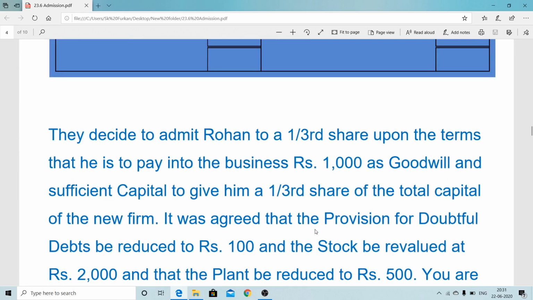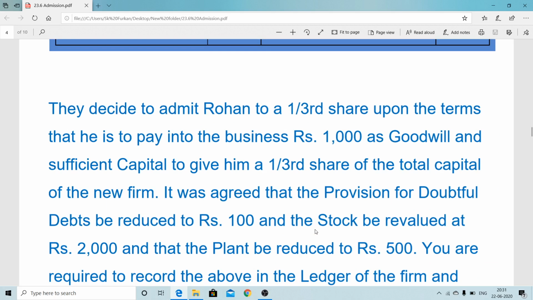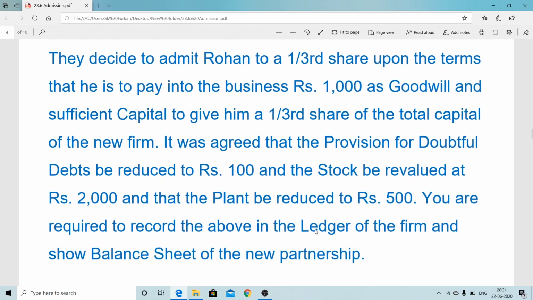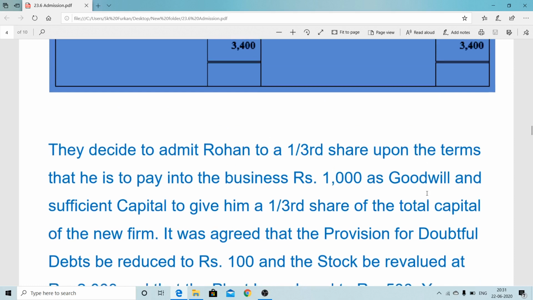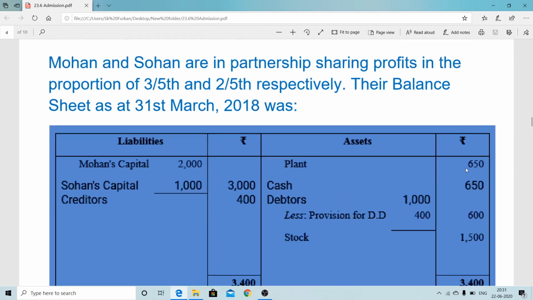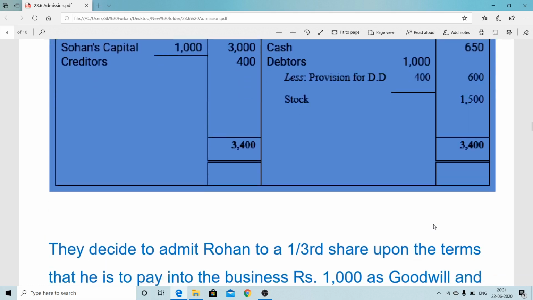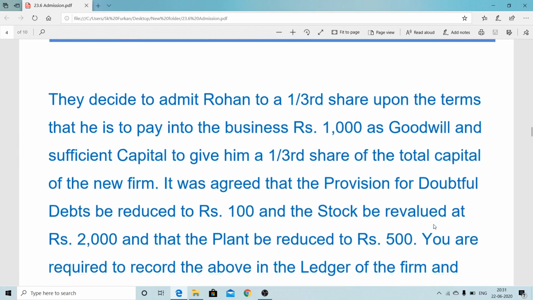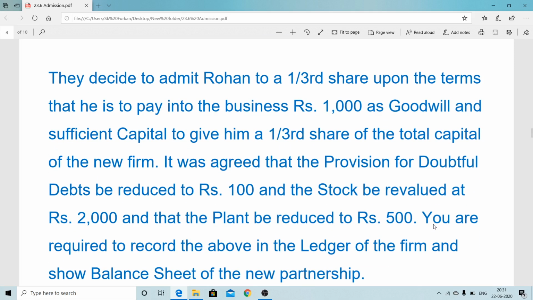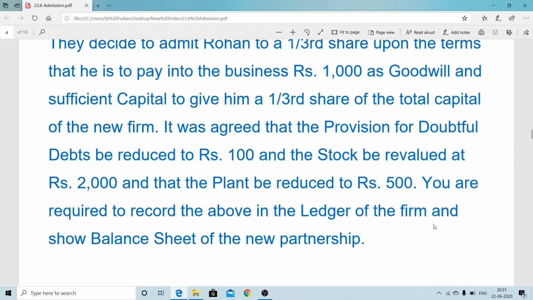Means 500 increases. We know the treatment when asset value increases. Plant be reduced to rupees 500. Let's see the plant below, 650. So it is decreased by 150. So these are the data related to change in the assets and liabilities. By opening the revaluation ledger, you can find out the profit or loss on revaluation. So here the instruction is required to record the above in the ledger. The ledgers mean revaluation ledger, partners' capital ledger, and new balance sheet.